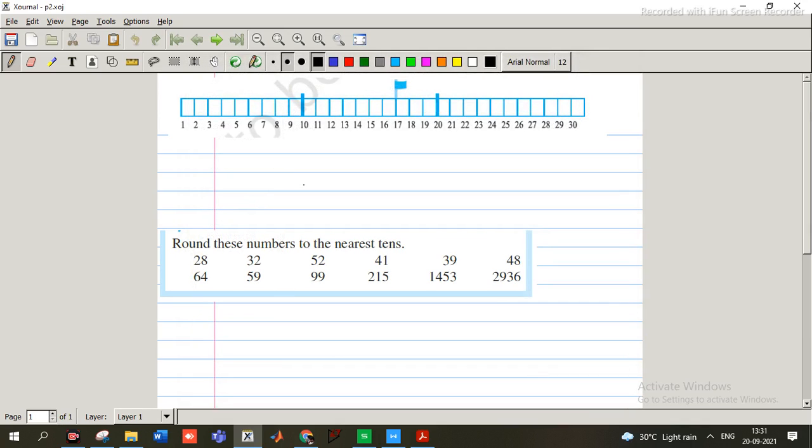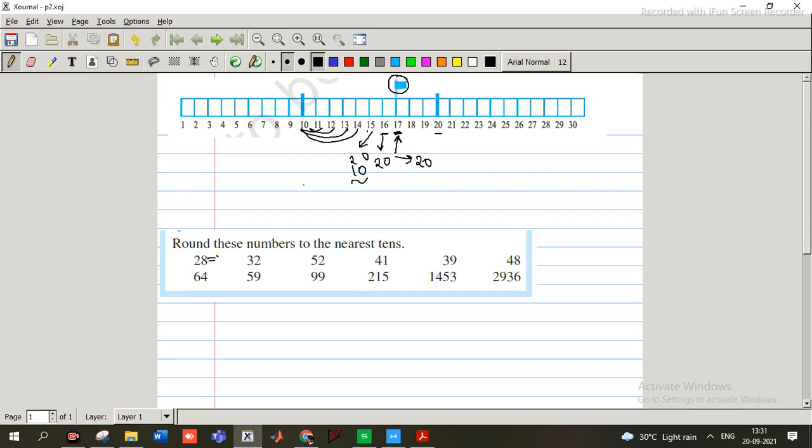In this he's saying, please round off this flag. This flag is at 17 and I'm rounding it off to the nearest tens, so it will be 20. The nearest 10 for 16 will be 20. 15 also 20. But 14 will be 10, because 20 is far away. For 13 also the nearest approximation will be 10. 12 also, 11 also. Like that. So round these numbers to the nearest 10.